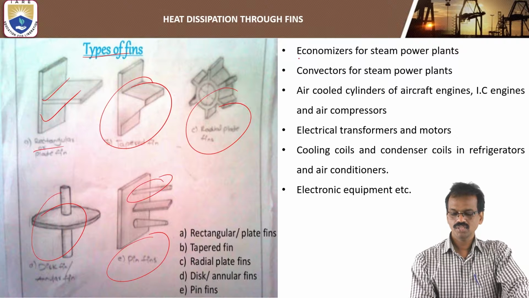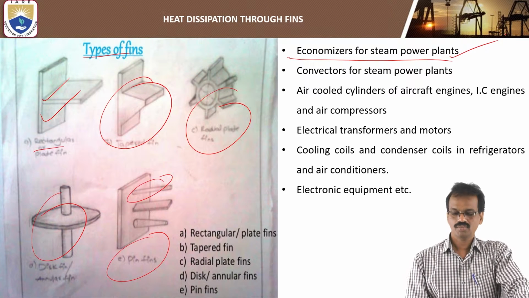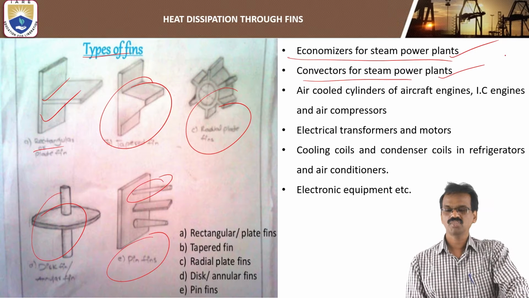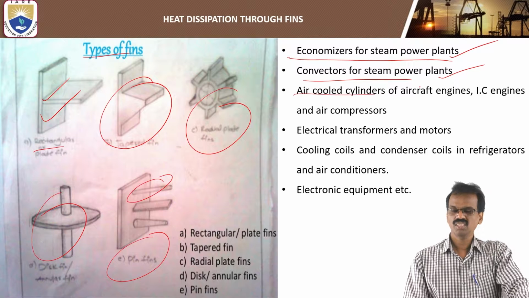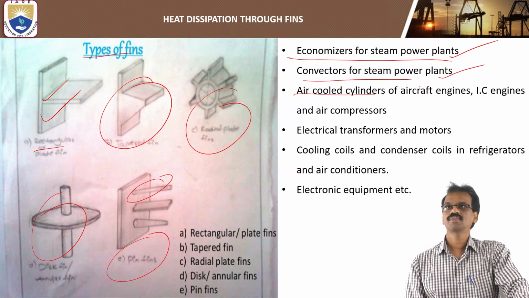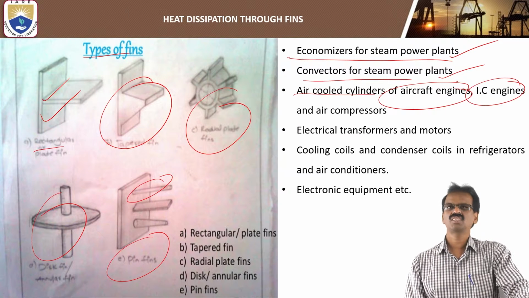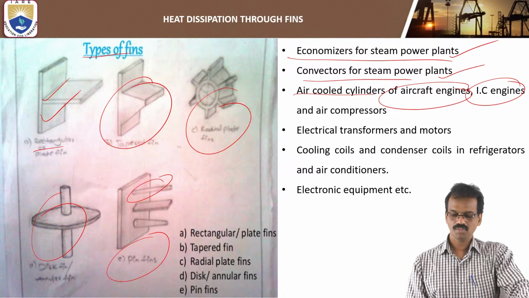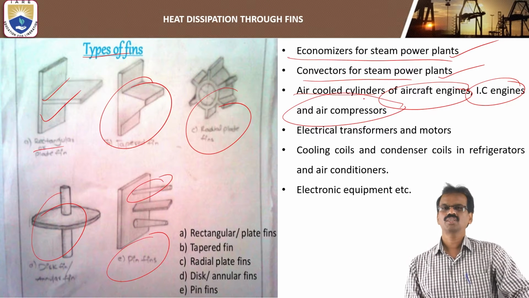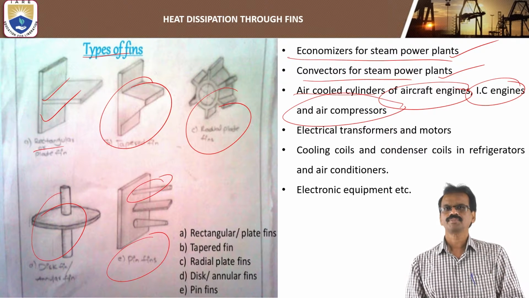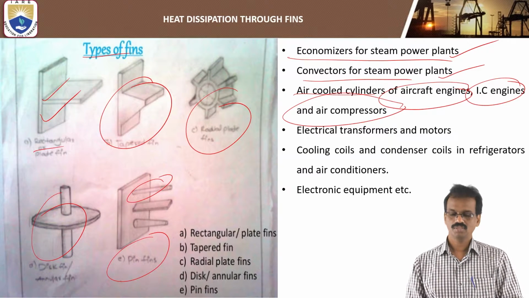We use them for the economizers for the steam power plants. Next, convectors for the steam power plants. In air cooled cylinders we will use these types of fins for the aircraft engines. In IC engines also you will see this type of fins on the surface of the engine, and air compressors also on the top surface of the engine.